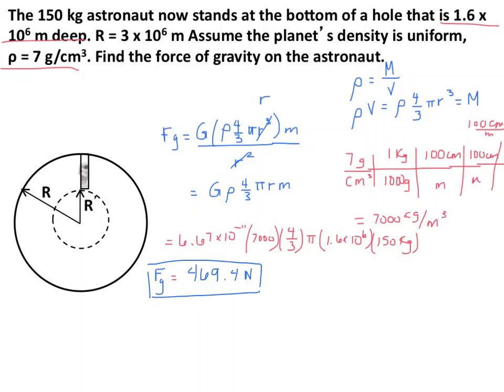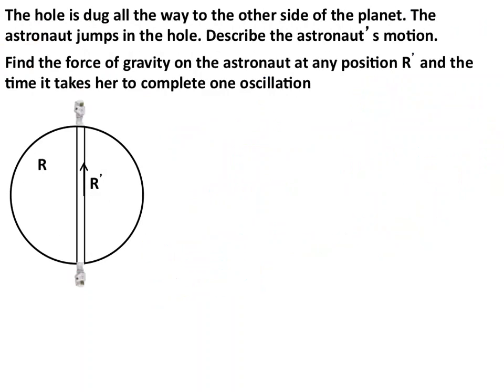acting on the astronaut. In this example, a hole is dug all the way to the other side of the planet. The astronaut jumps in the hole, and we're asked to describe the astronaut's motion. Again, we said based on the equation that we're going to have simple harmonic motion, and we're going to oscillate about the center. Here we're asked to find the force of gravity on the astronaut at any position r, and the time it takes to complete one oscillation.